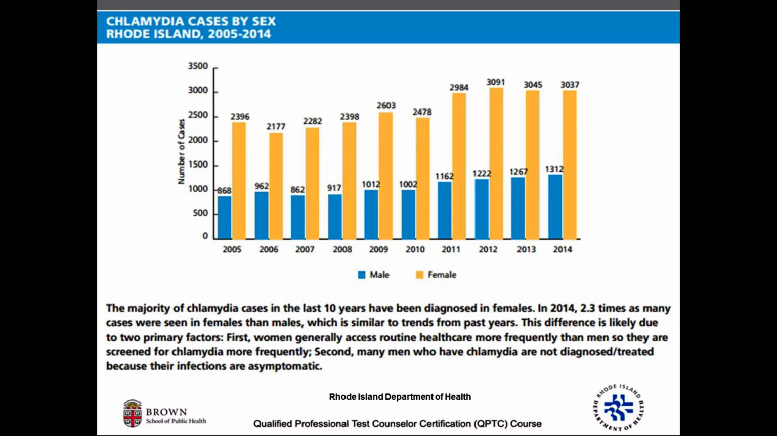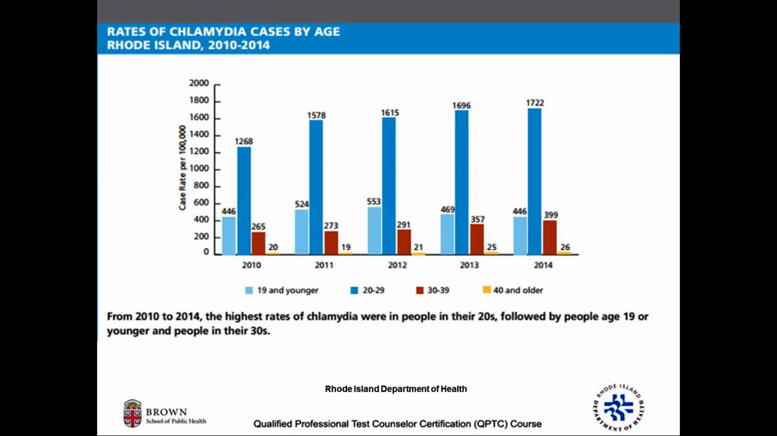Females are predominantly impacted. However, again, this is probably not because females are more likely to have chlamydia. It's just because we do a better job of identifying chlamydia in females. Younger age groups tend to be affected, especially those 20 to 29 years of age.